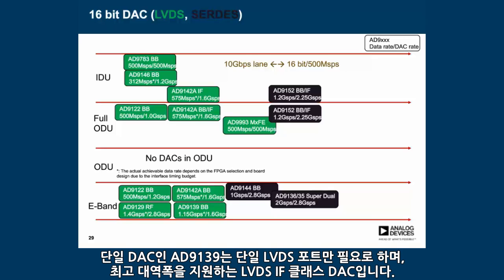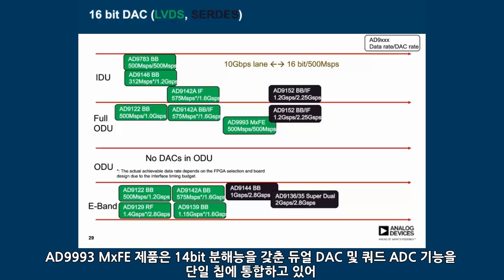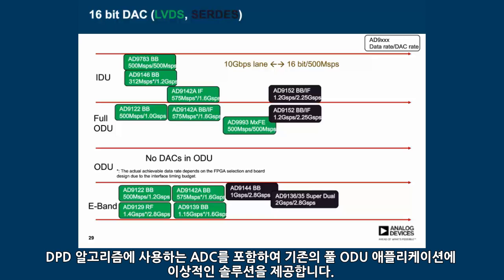The AD9139 single DAC is the highest bandwidth capable LVDS IF class DAC, requiring only a single LVDS port. The AD9993 MXFE product integrates a dual DAC and quad ADC functionality into one chip, both with 14-bit resolution, making this product a great solution for the traditional full ODU application, including ADCs to use for DPD algorithms.